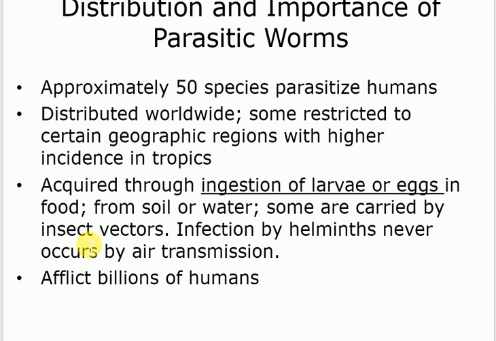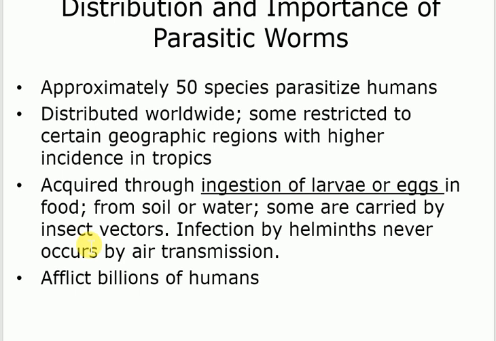There are different species of worms or parasites. There are a lot of species, a lot of different types. Some of them are distributed all over the world, and some of them have geographic distribution in certain areas only. Usually you get infected either by the eggs or the larva. Okay? You can get it in the food.